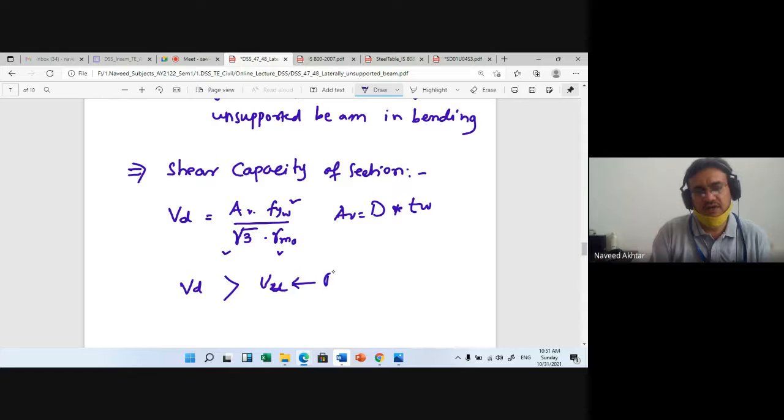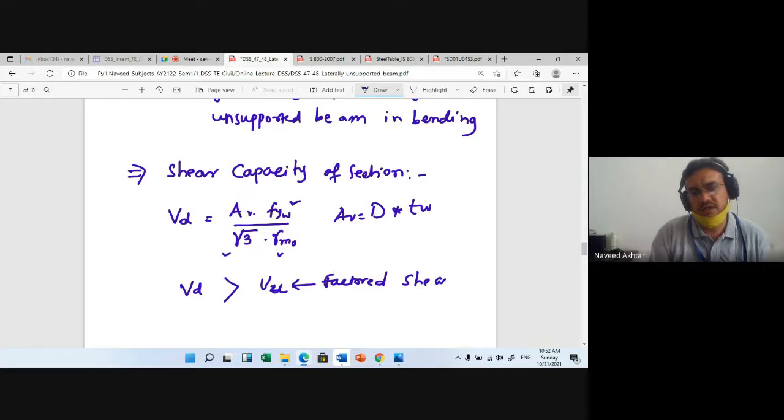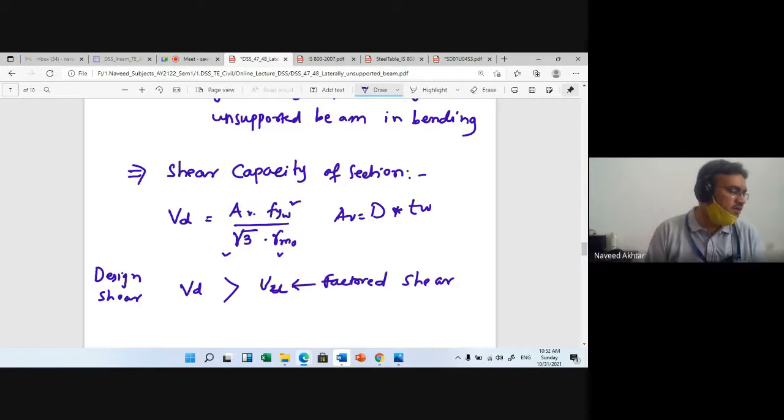VU is the factored shear, and VD is the design shear. So design shear always should be greater than VU. So you can check for the shear capacity.